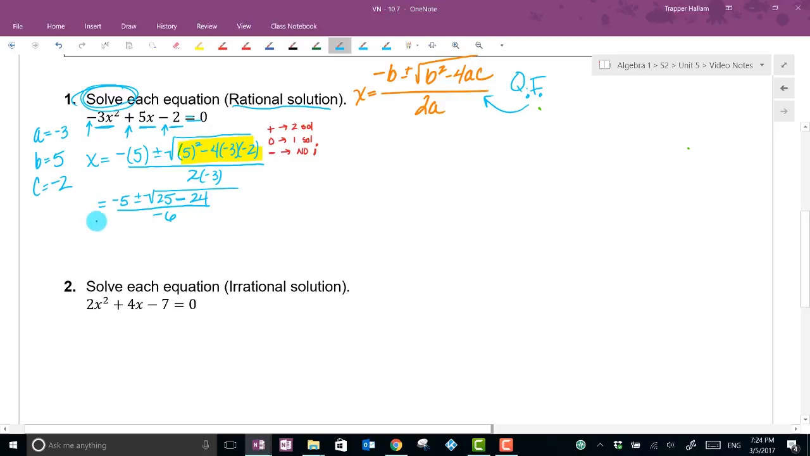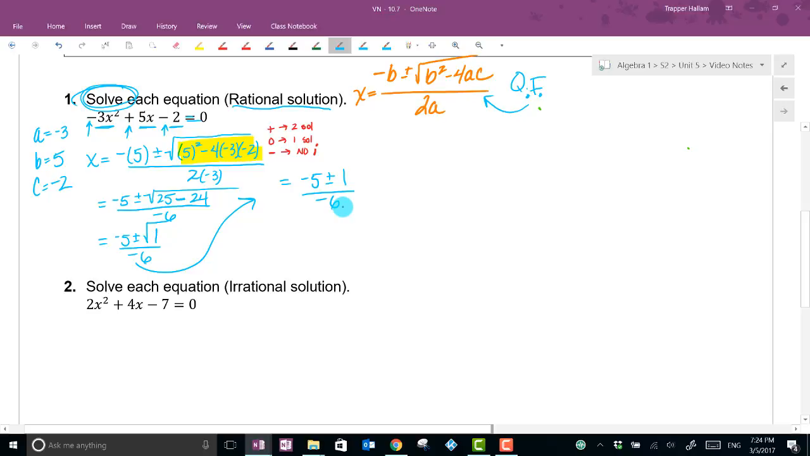Again, it's starting to look a little better, but we still have some work to do. So negative 5 is still hanging out, plus or minus our square root of 1 all over negative 6. And my next step, let's jump over here, I'm going to go ahead and clean out that square root of 1 because square root of 1 is 1. 1 times 1 is 1, so it's a perfect square. So I'm going to write negative 5 plus or minus 1 all over negative 6.